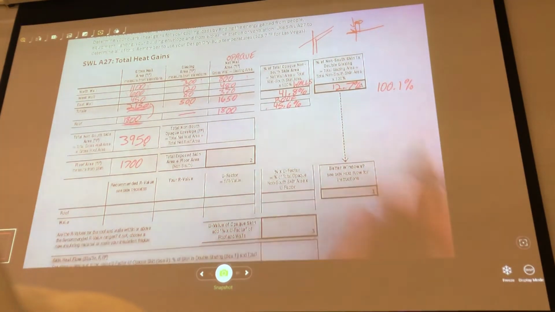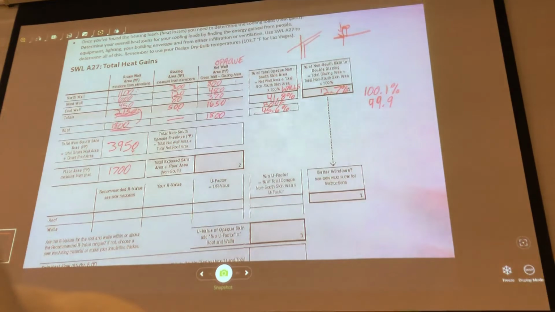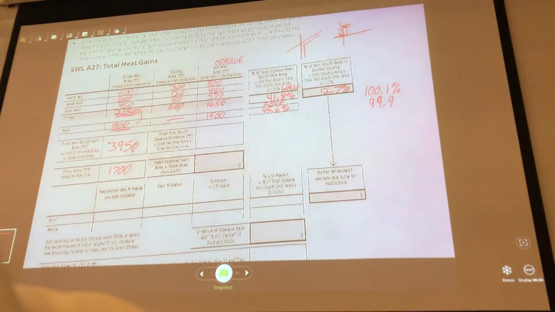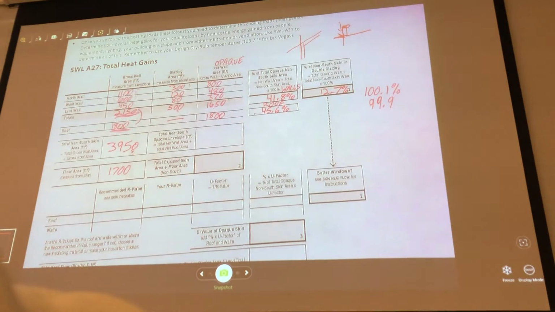So as long as you're between 100.1 and 99.9, if you want to adjust any of these to correct for that rounding error, by all means you can. That's a good justification. If you want to leave it as is and say it's just a rounding error and it's not going to mean that much, that's also good justification. Either way is fine with me.